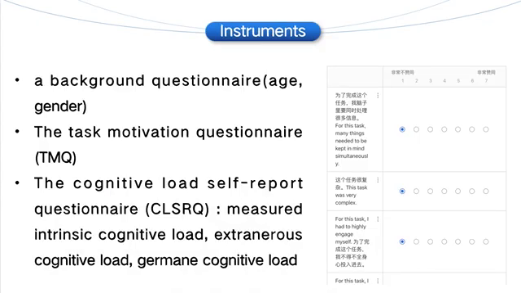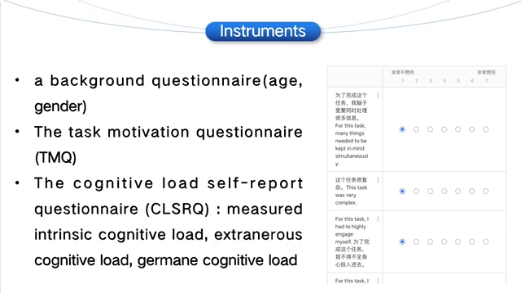Each participant completed a consent sheet, a background questionnaire about his or her age and gender, and two 7-point Likert scale questionnaires measuring task motivation and cognitive load. The task motivation questionnaire was adapted from a previous researcher's motivational variables on the post-task motivation questionnaire, which comprises task enjoyment, reported effort, result assessment, and perceived relevance.